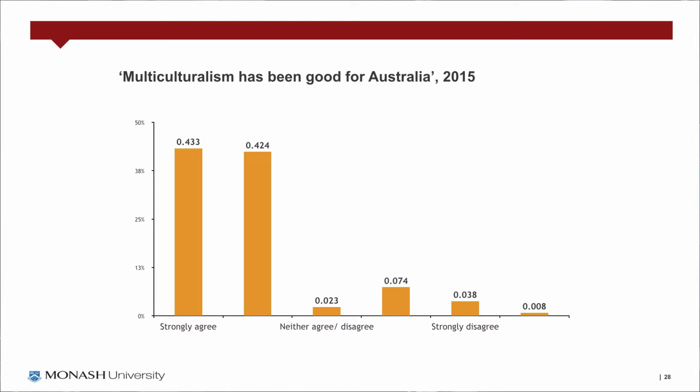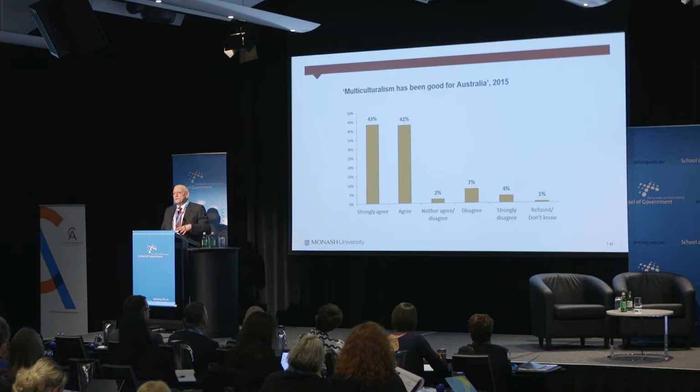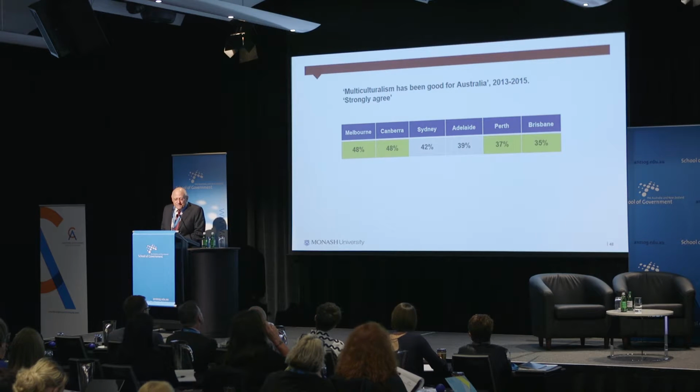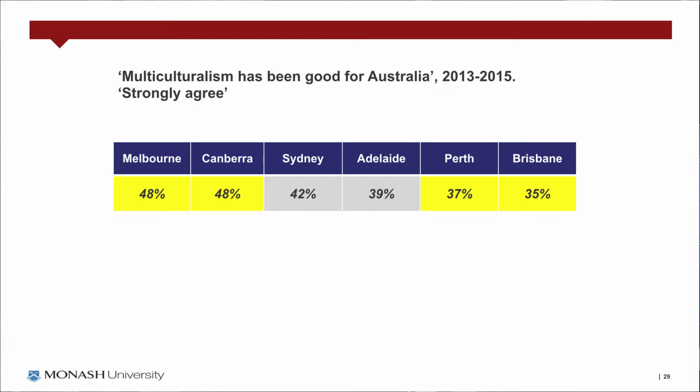So you get that 85% figure by half the people strongly agreeing that it's been good for Australia, half agreeing. And that half who agree, it's not a really strong number. Again, some differences in states, similar patterns as before. Melbourne at one end, Canberra if we want to put that in.